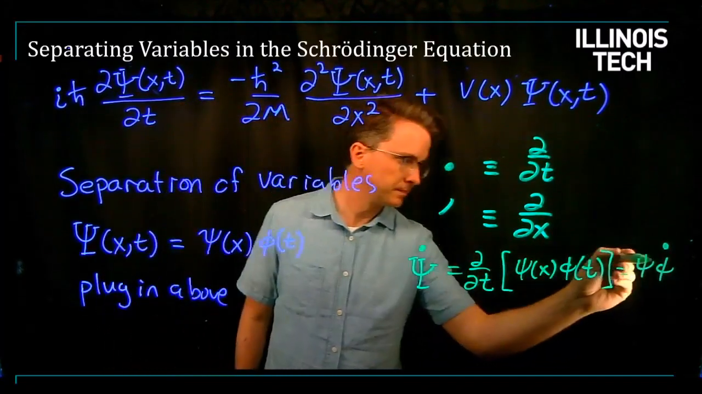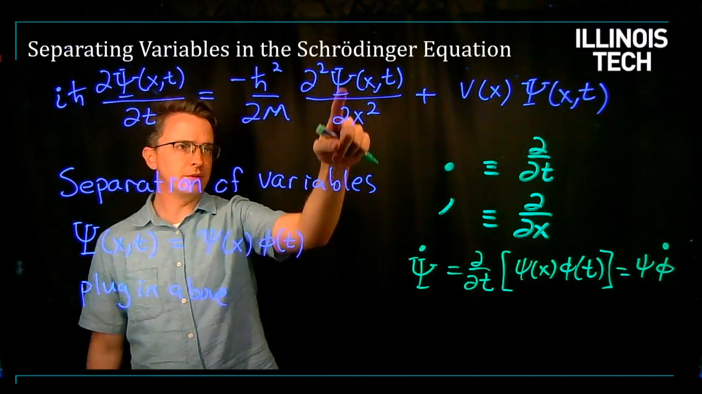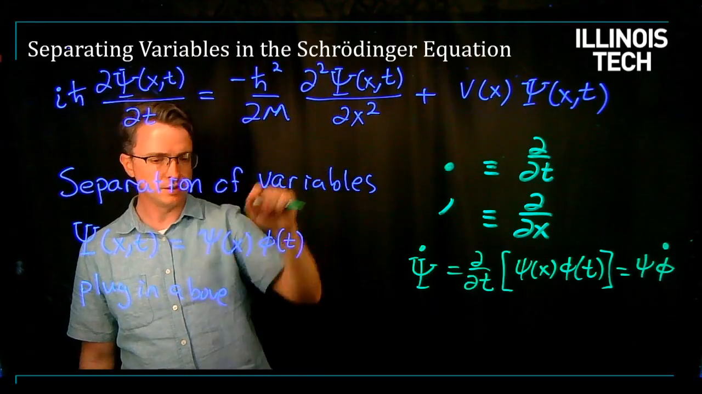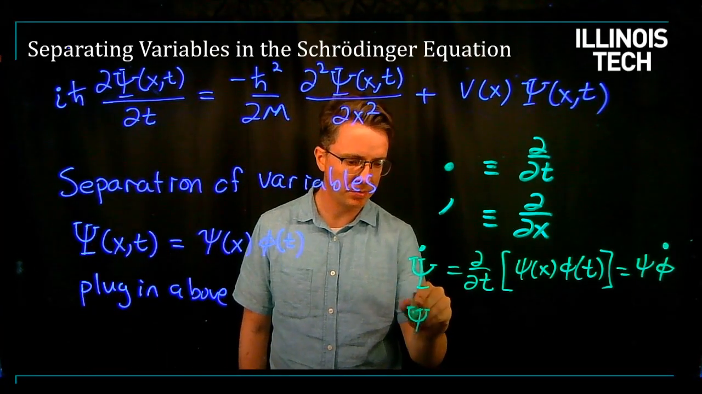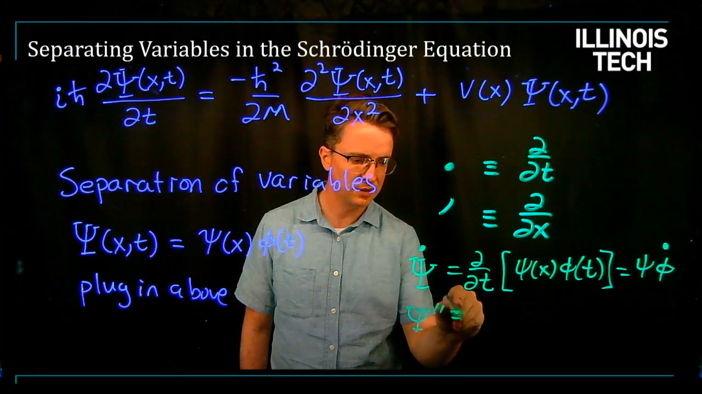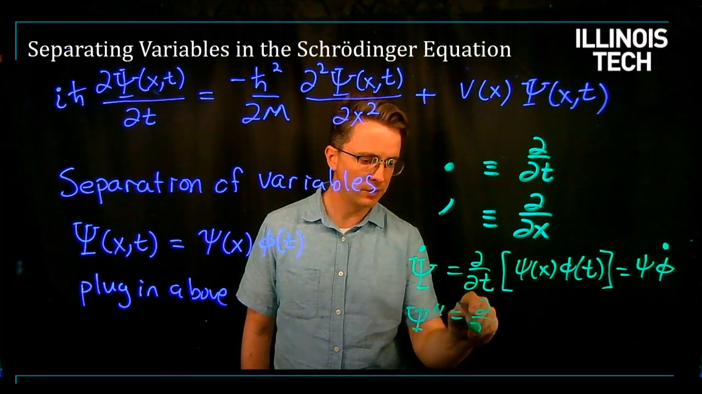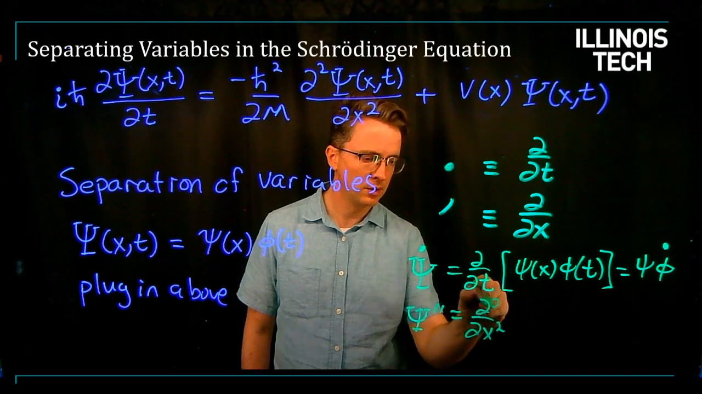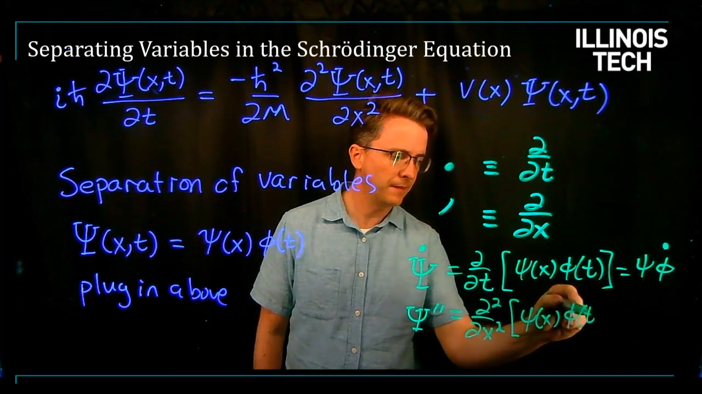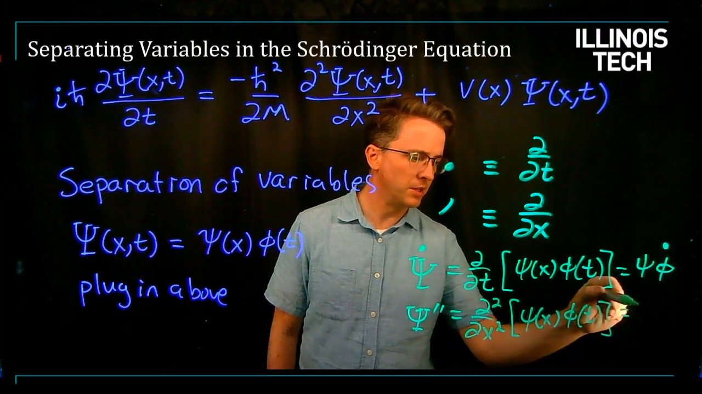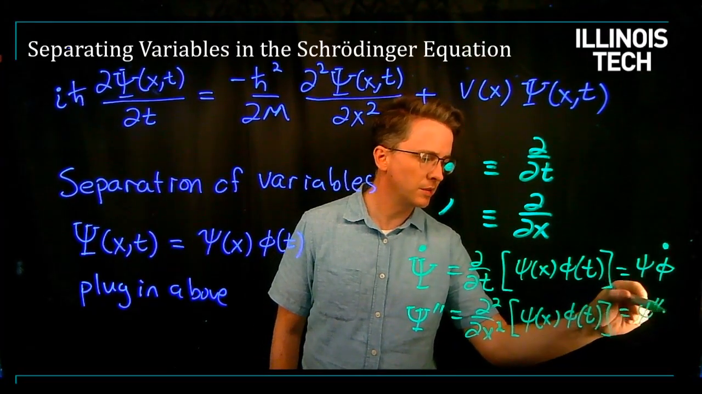Right? The other derivative that appears in the Schrodinger equation is d squared psi dx squared. So that's capital psi double prime, the second derivative with respect to x. That's going to be the second derivative with respect to x of psi of x, phi of t, which is going to be psi double prime times phi.